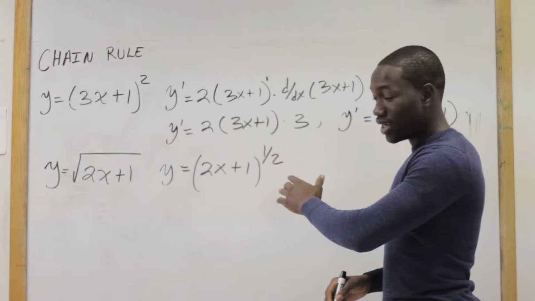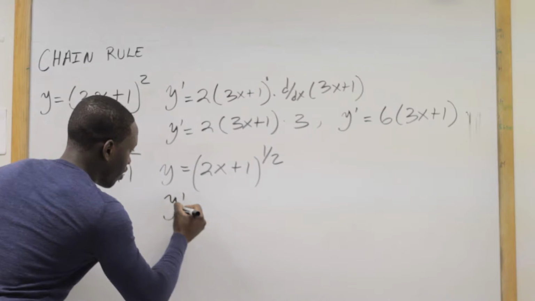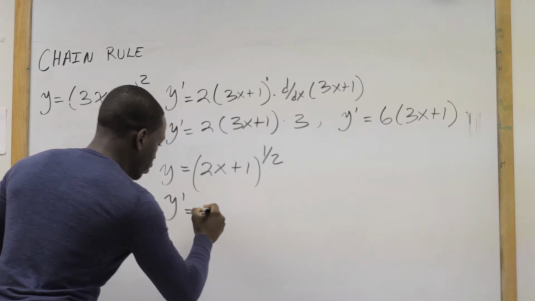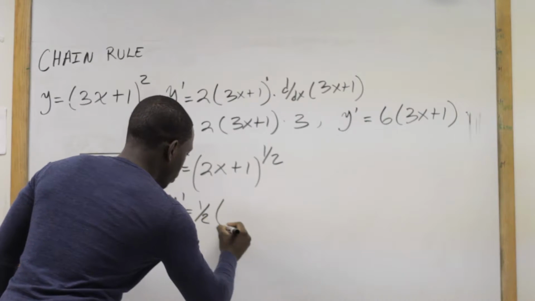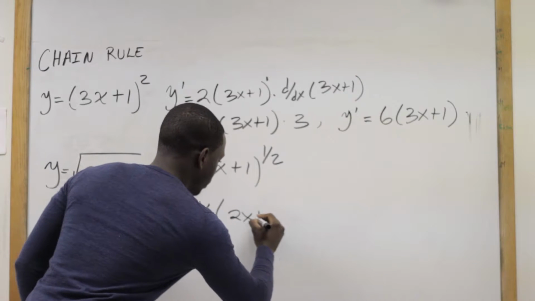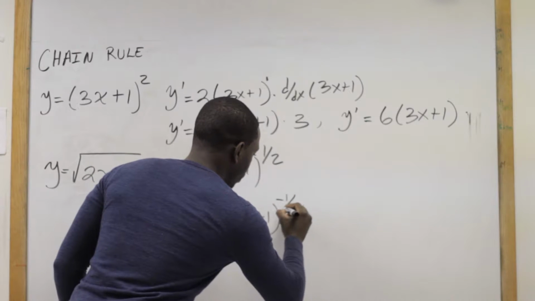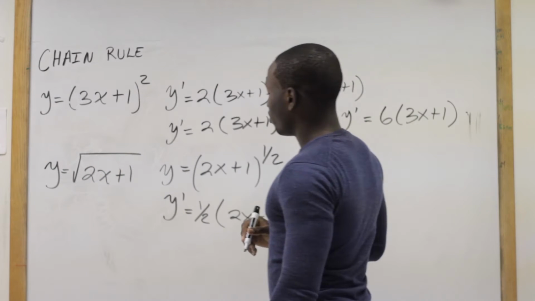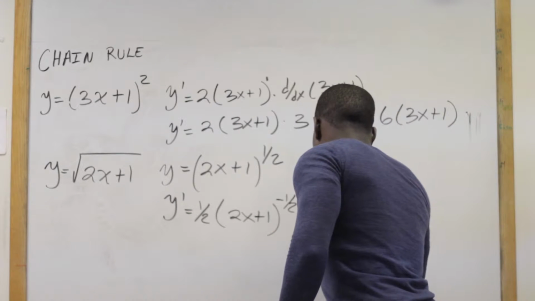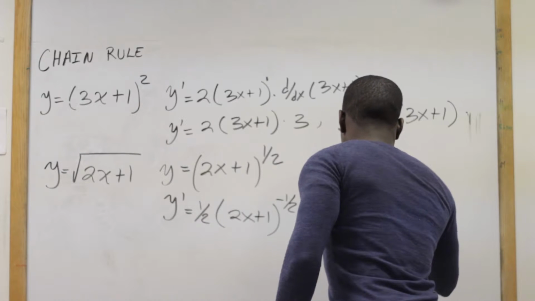We're going to use the chain rule again. Taking the derivative, it'll be y prime is equal to, bring the 1/2 in front using the power rule, 1/2, rewrite what you have inside, 2x plus 1, to the 1/2 minus 1, negative 1/2. And the most important part, multiply by the derivative of your inside, times d over dx of 2x plus 1.